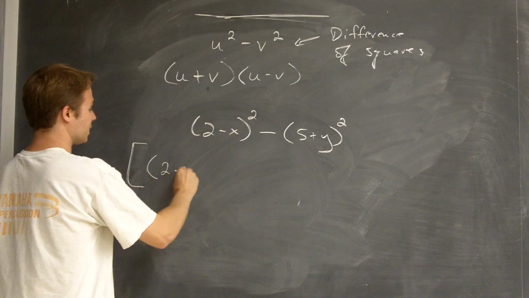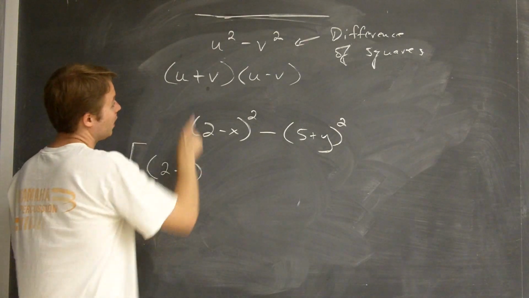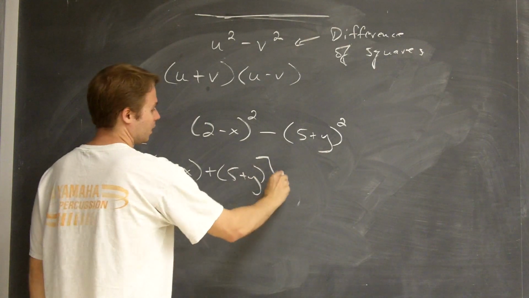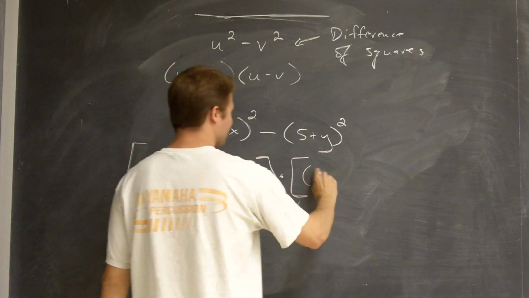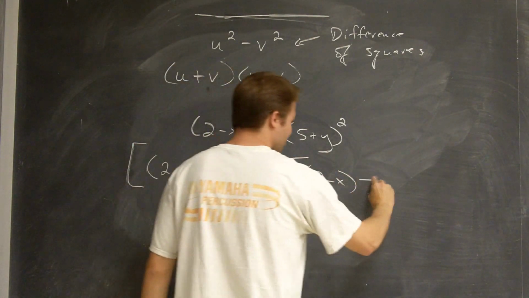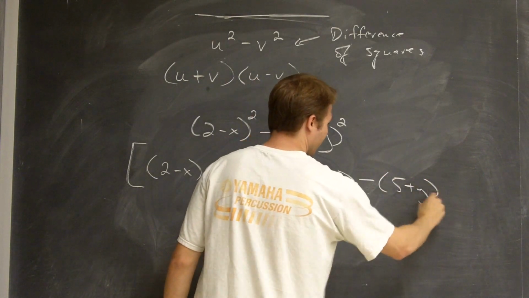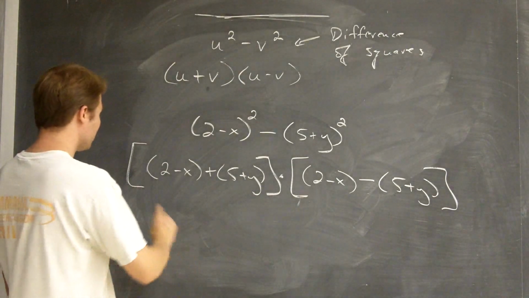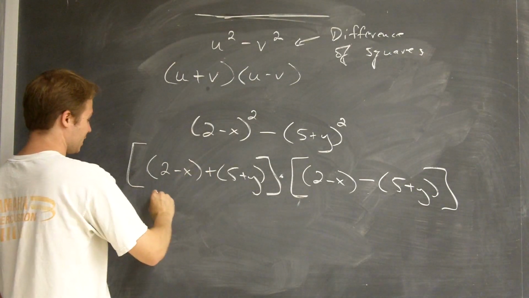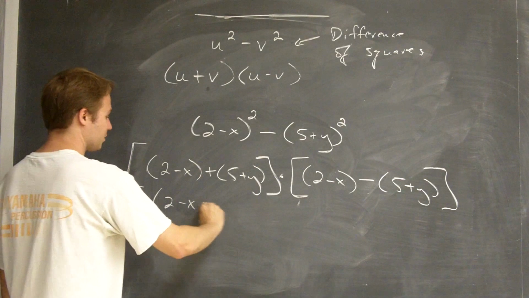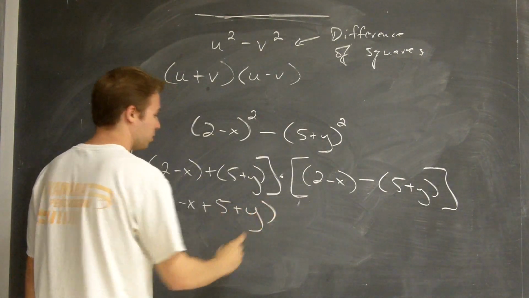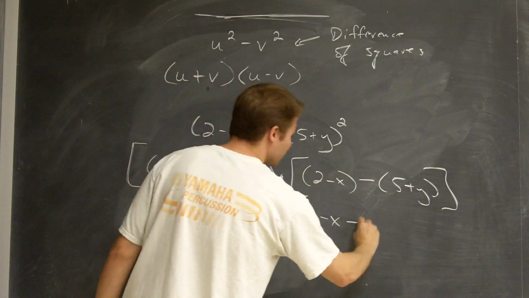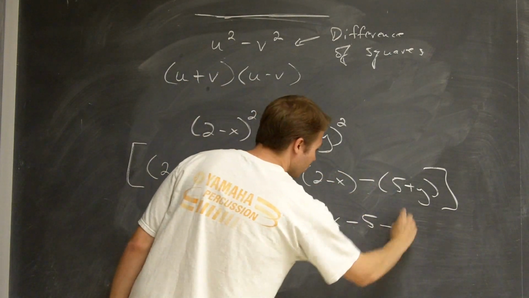So in this case, the first thing is a 2 minus x plus the second thing, which is a 5 plus y. And then all of that times the first thing, which is a 2 minus x, minus the second thing, which is a 5 plus y. And then you would just want to clean this up. So I can distribute this plus sign, and I'll just end up with 2 minus x plus 5 plus y. And then 2 minus x, distributing this negative, I'll get minus 5 minus y.